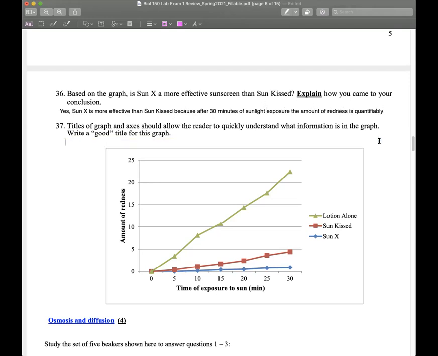Okay. But yeah, you're absolutely right, Diana. So here on our y-axis, it doesn't give us any units. I'm not exactly sure how they determined this amount of redness, but regardless of what those units are, they have some kind of scale for measuring this. And clearly the least amount of redness was in the patch of skin that was treated with the Sun X chemical. So that would indicate that it is more effective than Sun-Kissed. So we got a little bit of redness with Sun-Kissed, even less with Sun X, and without any kind of active chemical or active sunscreen ingredient, there was a lot of redness after 30 minutes.